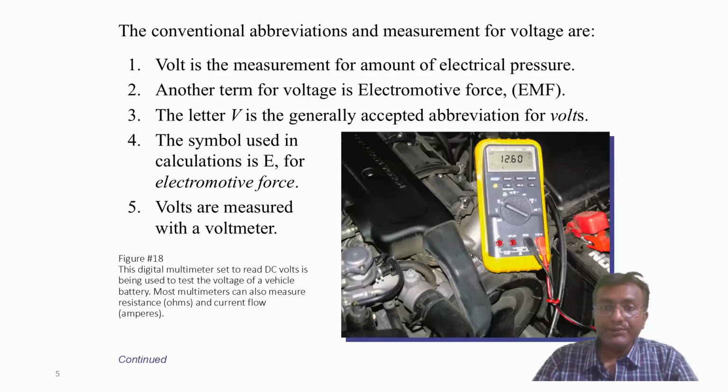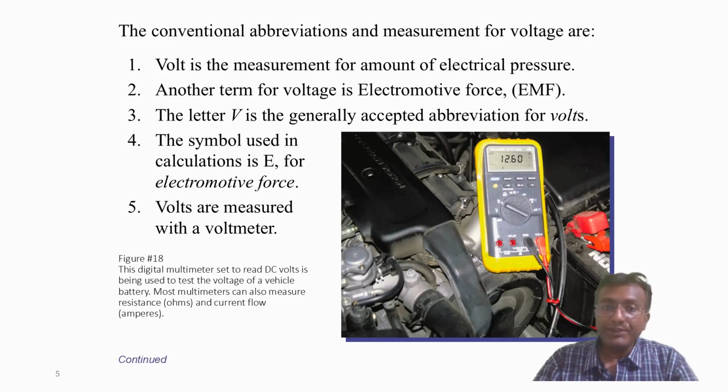Conventional abbreviations and measurement for voltage. Volt is the unit of measurement for the amount of electrical pressure. Another term for voltage is electromotive force, that is EMF. The letter capital V is the generally accepted abbreviation for volts. The symbol used in the calculation is capital E, representing electromotive force.